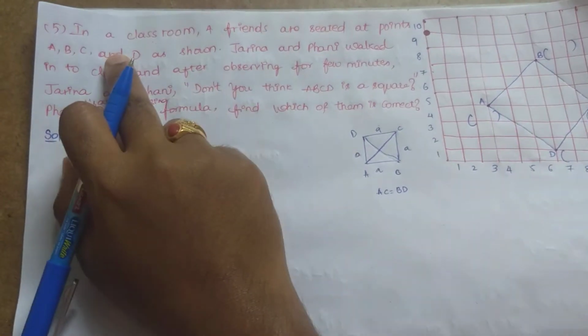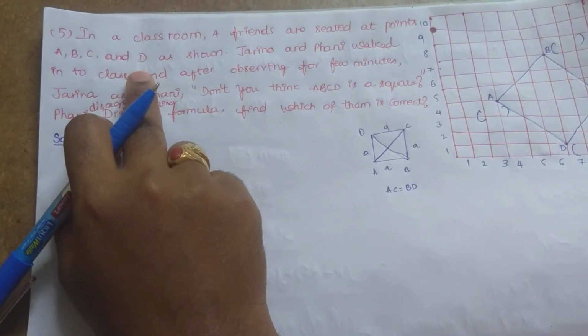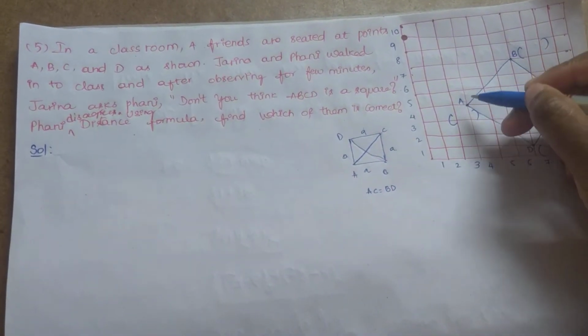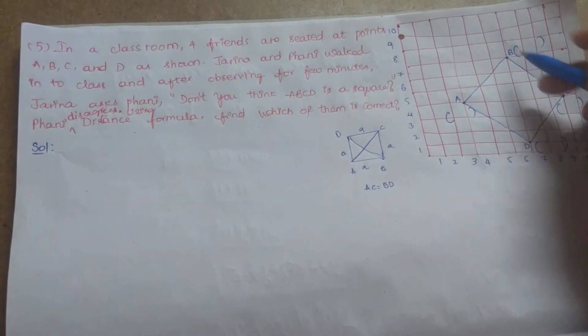Hello friends, let's solve question number 5 in a classroom. 4 friends are seated at points A, B, C and D as shown. In the question, only the points have been plotted. I have just joined all the points here.